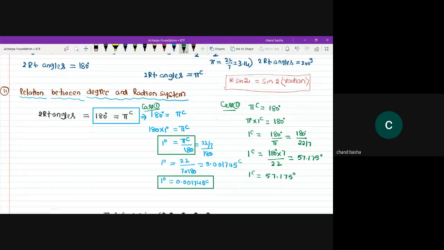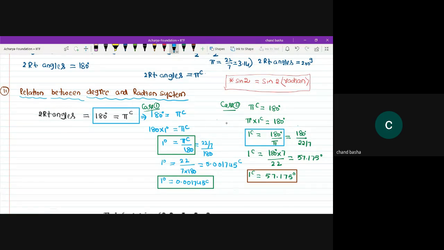57.175 degrees. So these are the 2 points to be remembered: 1 degree is equal to how many radians, and 1 radian is equal to how many degrees. These are the 2 points to be noted. By using your calculator, if you want, you can check it. And this is the logic or the formula I'm using for converting the radian system to the degree system.